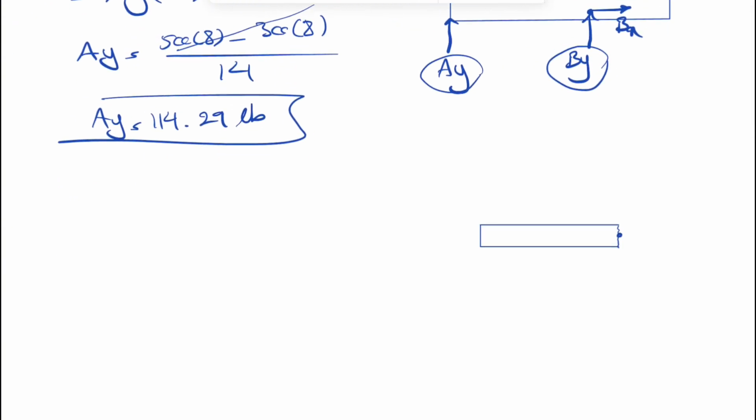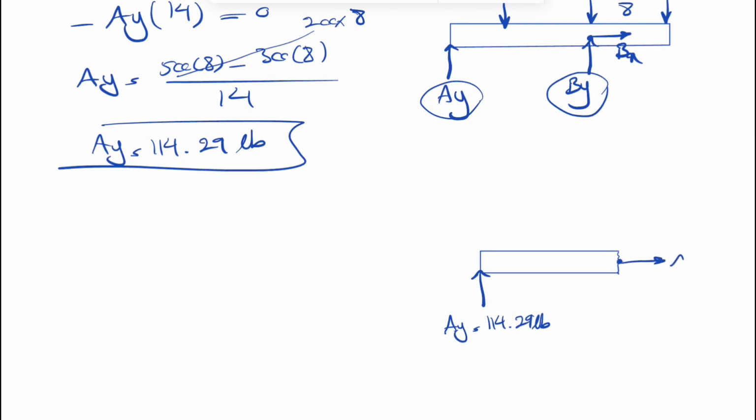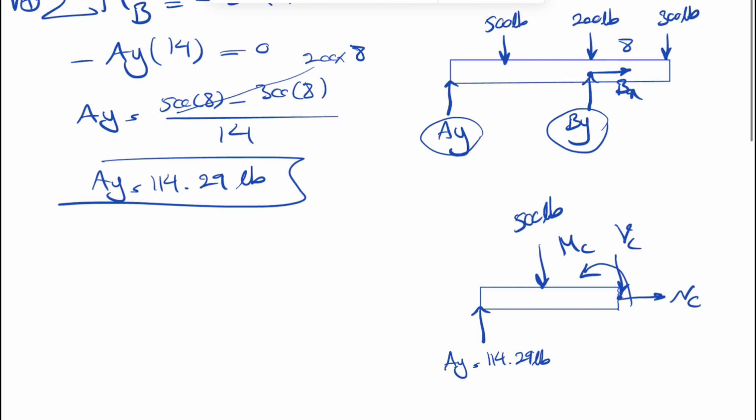So this will be our point C. At A, we have our AY, which we found is 114.29 pounds. We're going to consider one shearing force and one axial force. Let's call this our axial force, and this V our shearing force, and this will be MC, or our bending moment. And we also have the 500 pounds applying at this point, and that's pretty much everything.